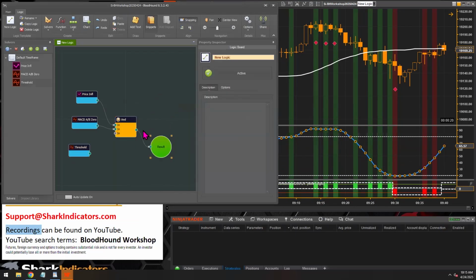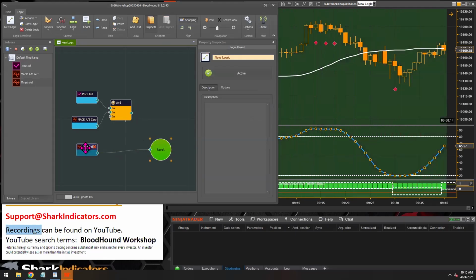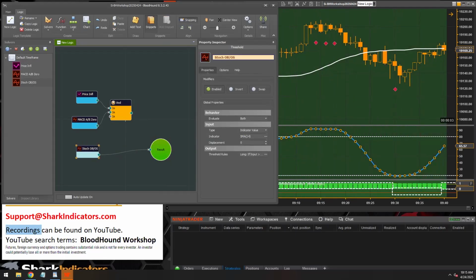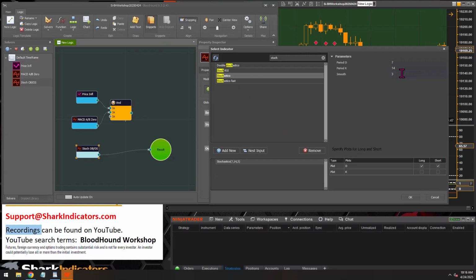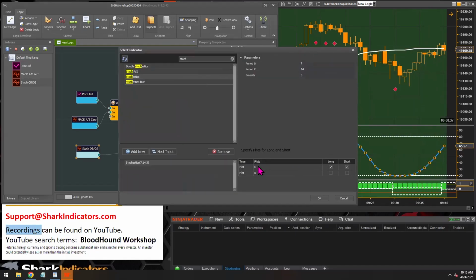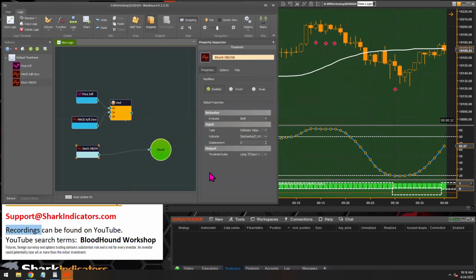This is going to use the threshold solver. This is stochastic overbought, oversold. So let's plug in the stochastic indicator here. I'll do a quick search for it. Okay, there it is. And I'm just using the standard period settings here for this example. What we're seeing on the plot here is the %D line, so that's already selected for us. We're good to go there.